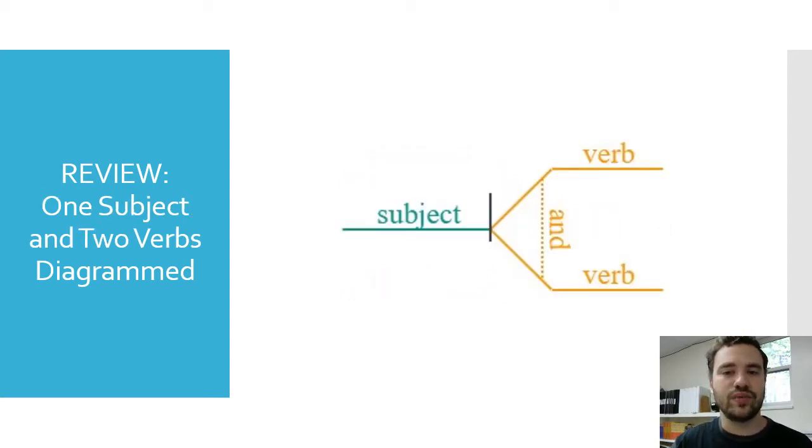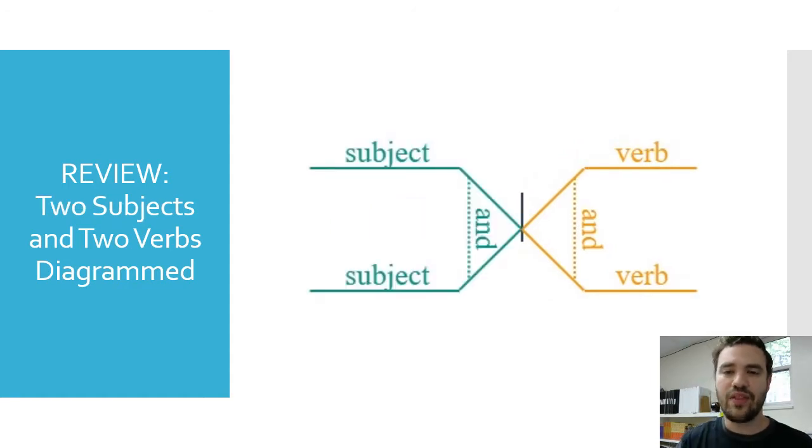If you've got two verbs instead of two subjects, you've got the subject on the horizontal line, then the vertical line, then you've got the rocket ship-shaped structure, and you've got verb 1 on top, you've got "and" on the dotted line in between, and verb 2 on the bottom. So hopefully you remember that as well. Then, if you've got two subjects and two verbs, you have the rocket ship-shaped structure on both sides. So subject and subject on one side and verb and verb on the other. Okay, so that's a little bit of review, just reminding you how to diagram subjects and verbs. Those are the core of the sentence.